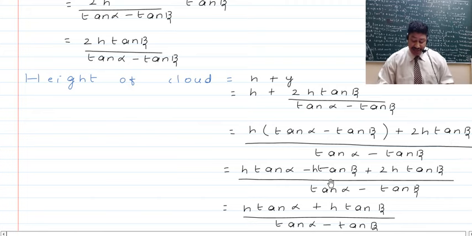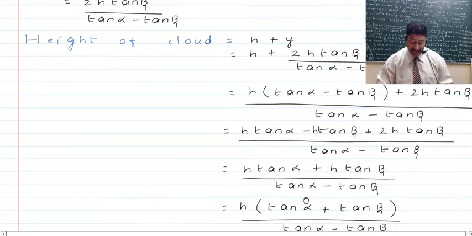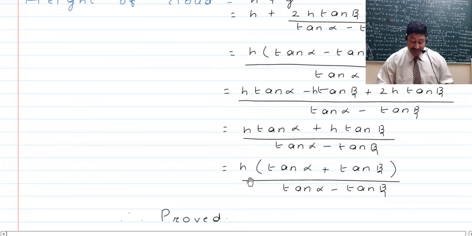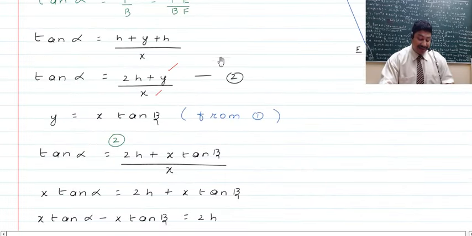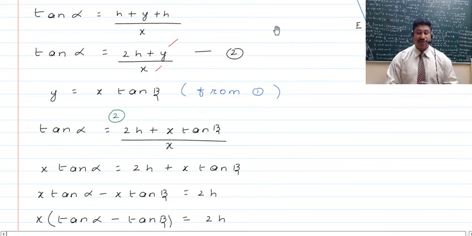Now h tan beta and 2h tan beta are like terms, so out of this, one term gets cancelled and we are just left with h tan beta. Now out of the first two terms in the numerator, we have h common, we can take it outside. Inside we are left with h times tan alpha plus tan beta divided by tan alpha minus tan beta, and it is what exactly matches with what we had to prove, and therefore the sum stands proved.